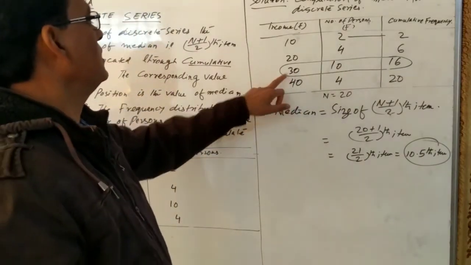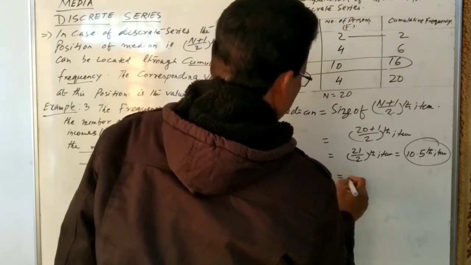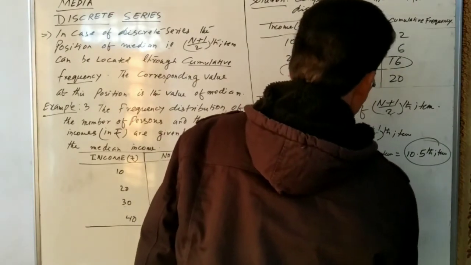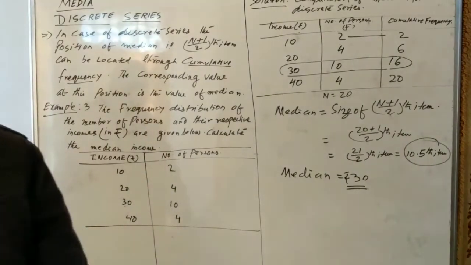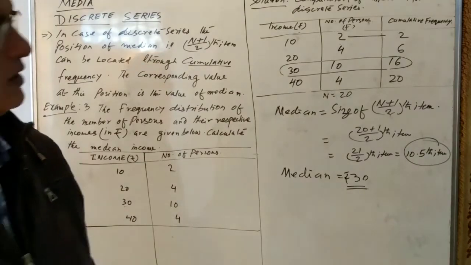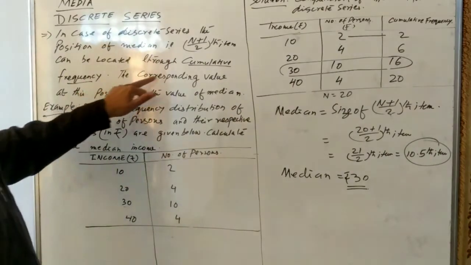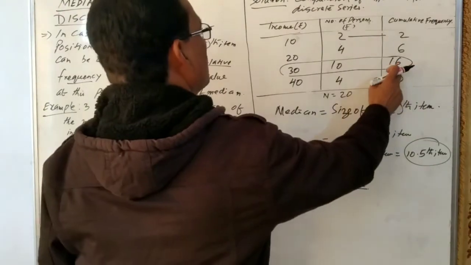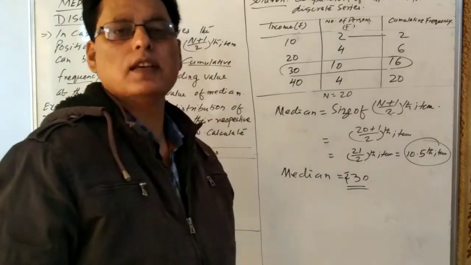And this 30, it means the median income is 30. So rupees 30 is known as the median income. The corresponding value at this position is the value of the median. It means the corresponding value is the median. So 30 rupees is the median.